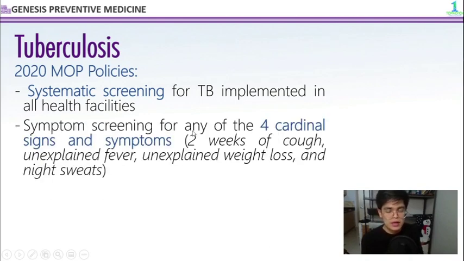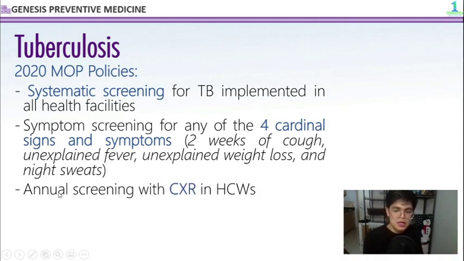Symptom screening for any of the 4 cardinal signs and symptoms. So they particularly outlined some cardinal signs and symptoms, namely 2 weeks of cough, unexplained fever, unexplained weight loss, or night sweats. So any of those 4 signs and symptoms can alert someone for screening for TB. Annual screening with chest x-ray in all healthcare workers is recommended.